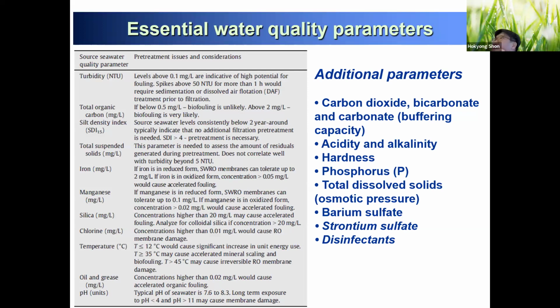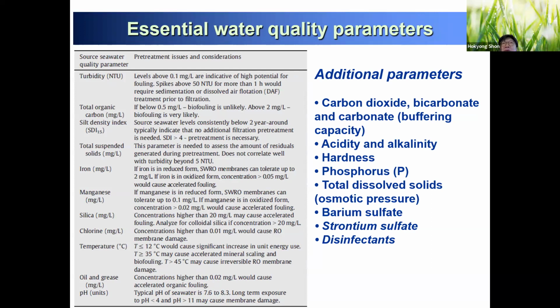Also, when you design in Saudi Arabia, with the Red Sea or the Gulf, you have a very high seawater temperature like 35 or 40 degree. When you design in Alaska, it is a very cold area. The seawater is less than 10 degree. So a very big difference of temperature will make a very big difference in water flux.